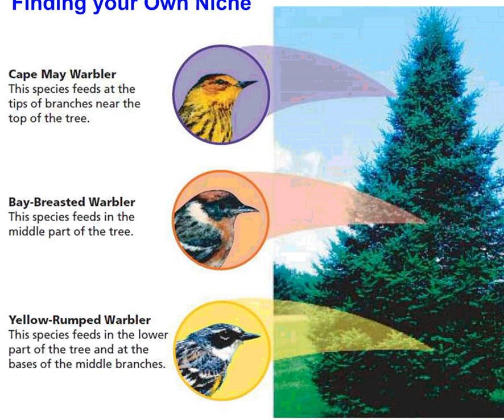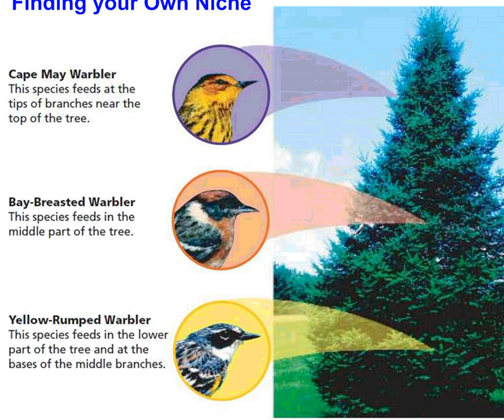If you look back at this diagram, you have 3 types of warblers that are all eating the same food source. They're all in the same location in that same tree, but they found their own niche. This warbler only eats at the top of the tree, the bay-breasted warbler only eats in the middle of the tree, and the yellow-rumped warbler only eats at the bottom of the tree. So they all have their own niche.